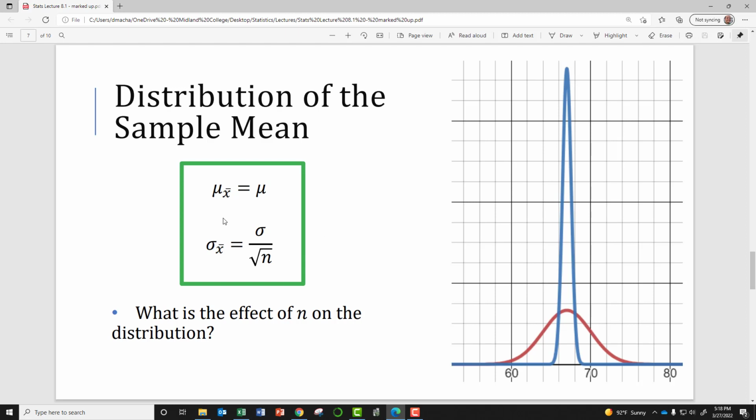These are important formulas to know, that's why I put them in a green box. But again, on an exam, you'll have a formula chart that will include these formulas for you in case you happen to forget them. But they will be very important to use here.